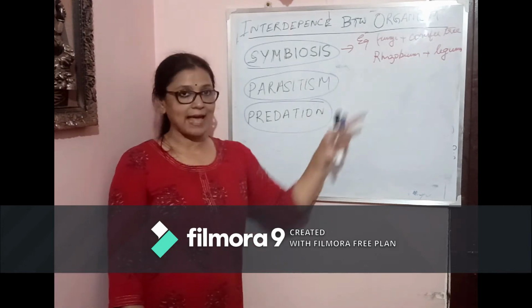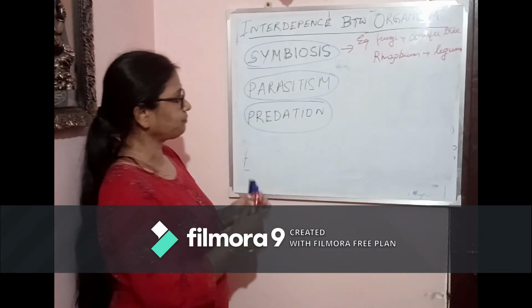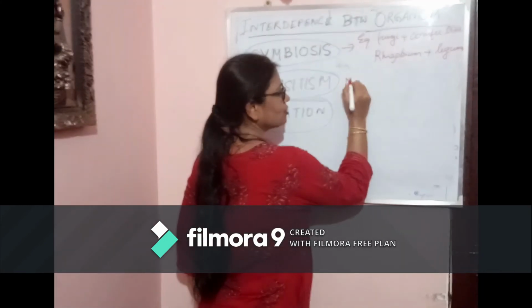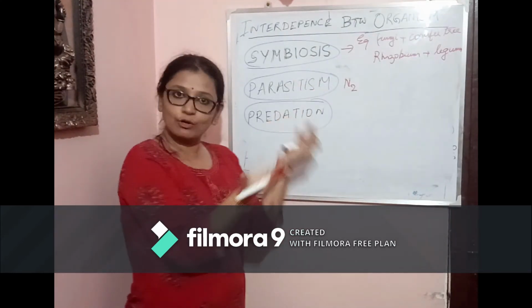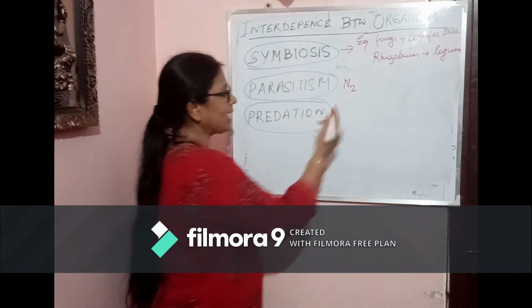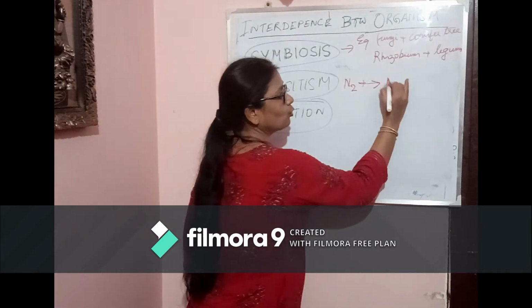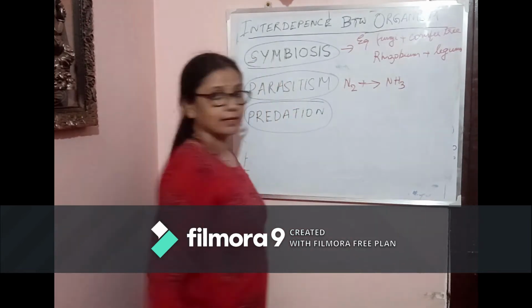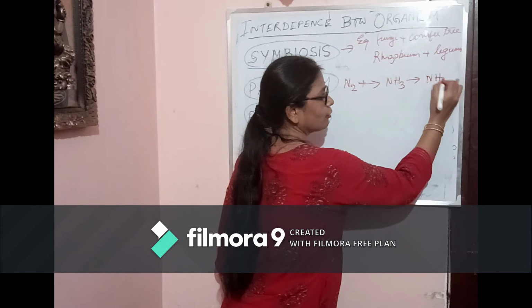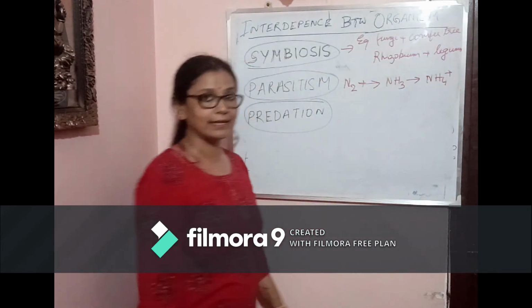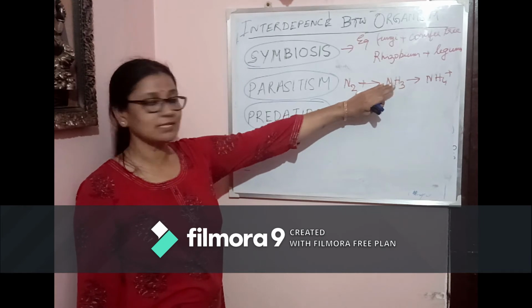So how is this happening? A very quick way, I'll just explain to you. This nitrogen from the atmosphere cannot be consumed by the plant. So this nitrogen is first converted into ammonia. This ammonia again is converted into ammonium ion. Now there are certain oxidation processes taking place from where?